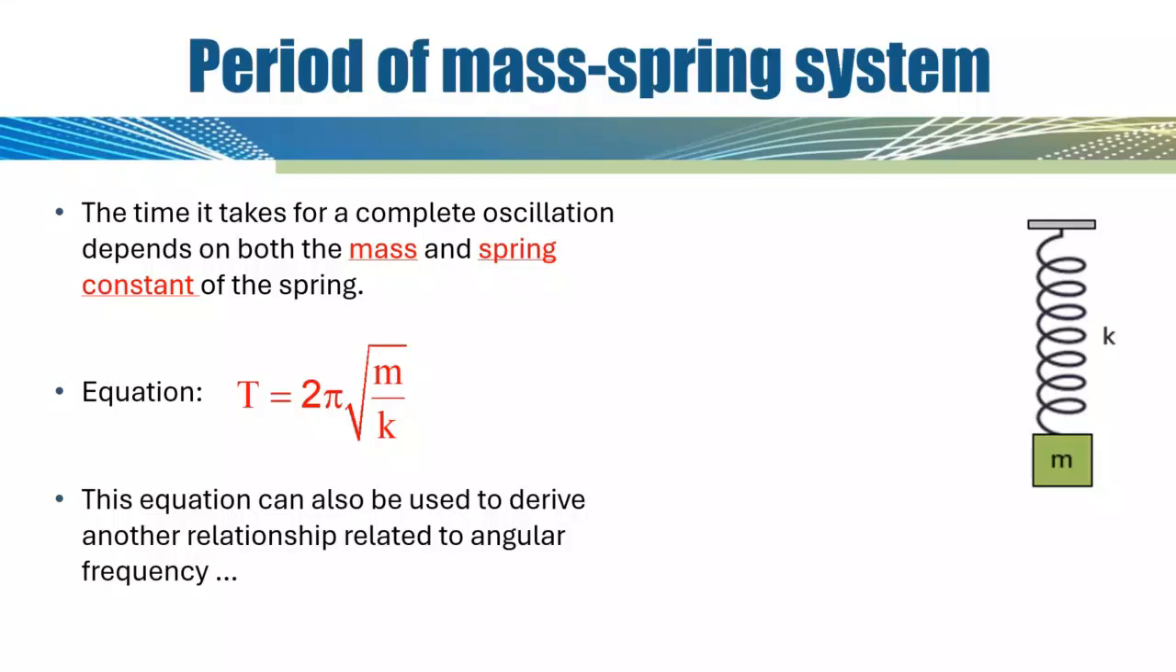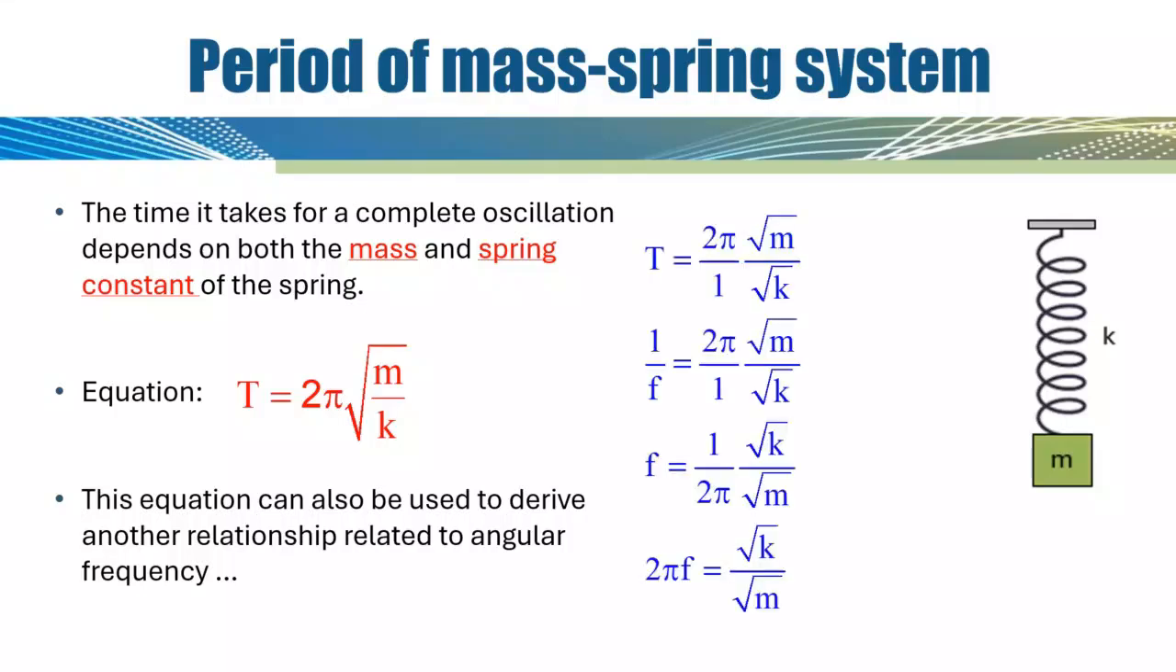We can also use this equation to derive another relationship related to angular frequency. Let's talk through it. I'm going to start with this period equation, and I just took the square root of m over k and broke it into 2 parts, with a numerator and a denominator. I wanted to make sure that the 2 pi visually was in the numerator, so I put it over 1. So I just rewrote this statement.